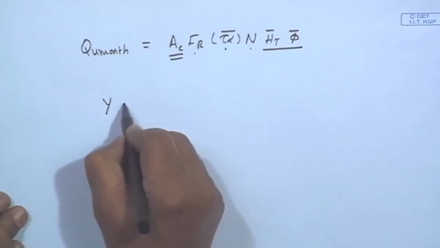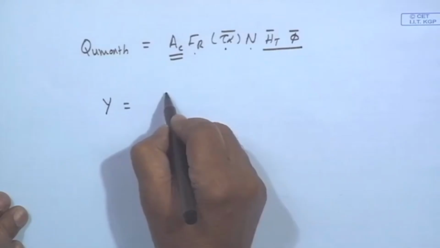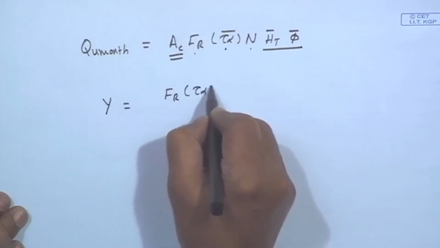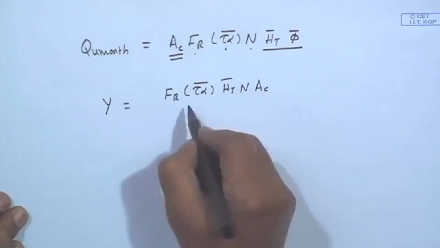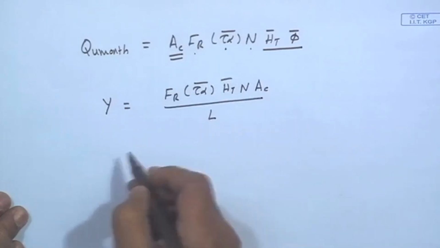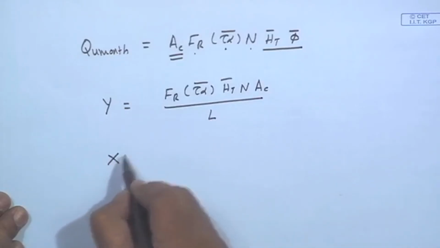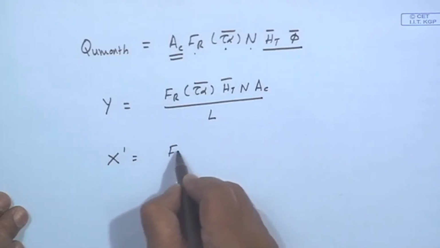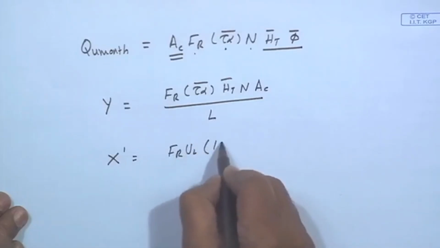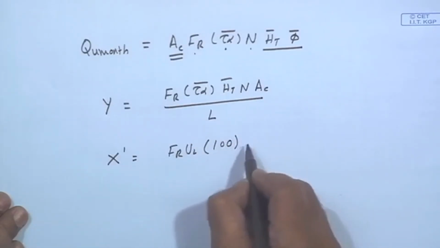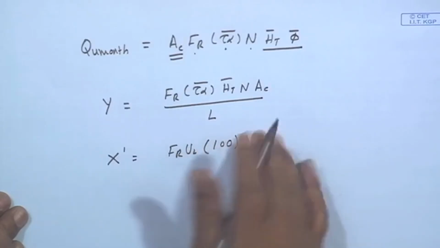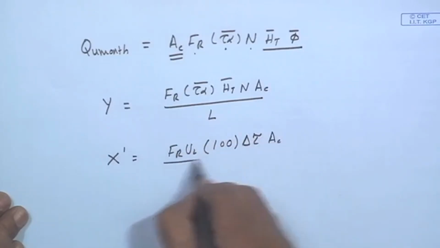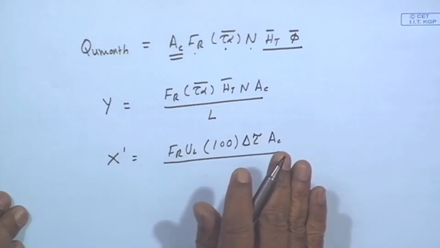So, we define Y the same as we have defined for the case of the F chart: Fr tau alpha bar Ht bar n AC by L. Then X is slightly modified and called X dashed: Fr UL times 100. Instead of 100 minus Ta bar, we got rid of the Ta bar and just put it in terms of 100, again just a scaling factor, multiplied by AC, so that X dashed and Y will be of comparable orders of magnitude.